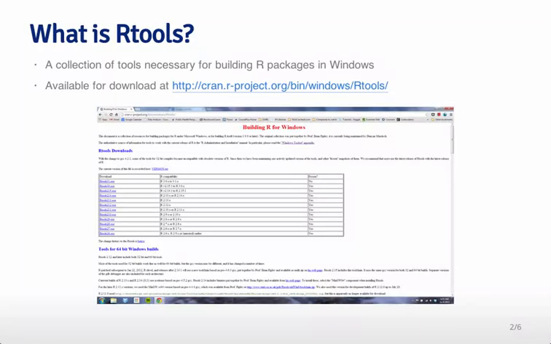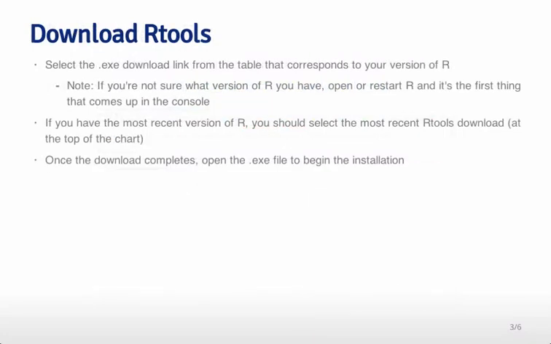And so Rtools is available for download at this website up here as I've listed it. And so what you can do is you can find the latest version of Rtools that's available. And so you want to select the .exe download link that corresponds to your version of R. So you need to figure out what version of R you have and then download that version.